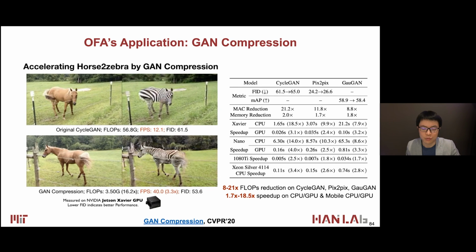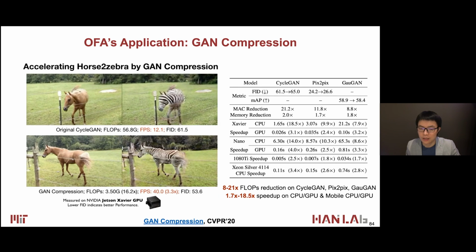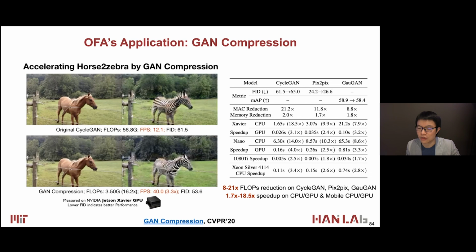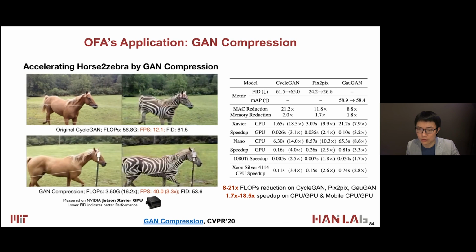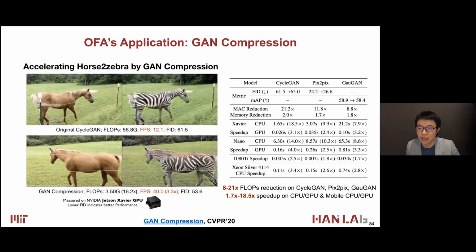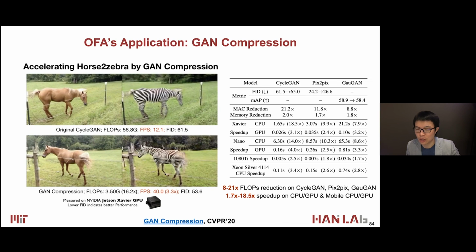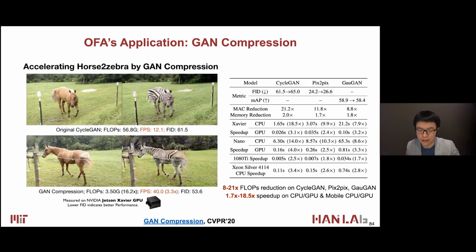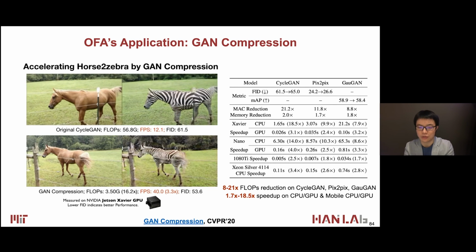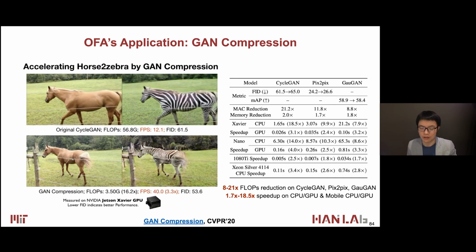Okay, 3.3 times speed up. On the right-hand side, we evaluated the model on a broad spectrum of hardware devices, including the CPU, GPU, mobile CPU, on CycleGAN, pix2pix, and also GauGAN, right? The FLOP reduction ranges from 8 times to 21 times. The speed up ranges from 1.7 times to 18.5 times, okay?